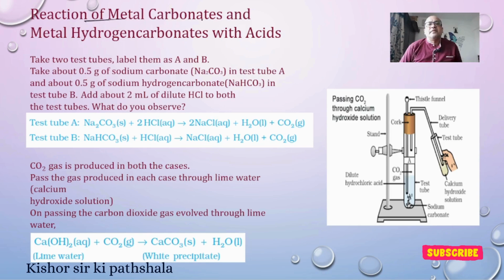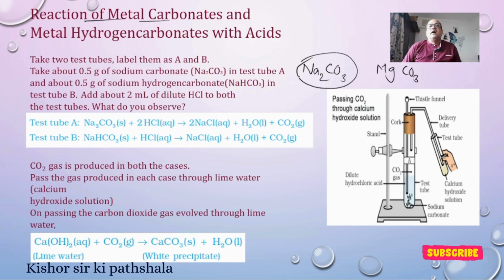So let's see. Metal carbonate means there will be a metal, and we take carbonate along with that. For example, sodium carbonate is Na2CO3. Magnesium carbonate is MgCO3. So that is metal carbonate.